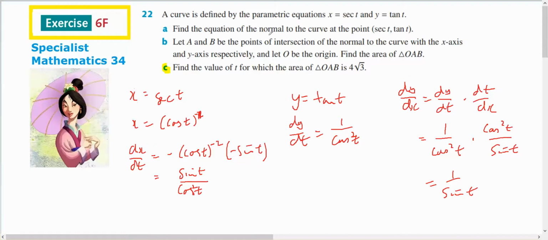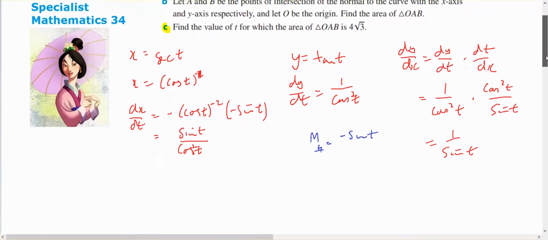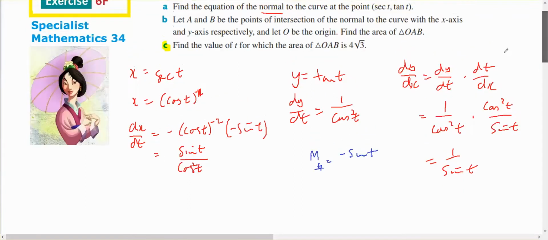So if I'm looking for the equation of the normal, then I'm going to be saying that the gradient of the normal will be negative sine t, because the gradient of the tangent will be 1 on tan t. And I'm doing it at this point here. So I'm going to say y minus tan t equals m, which is minus sine t, times x minus sec t.